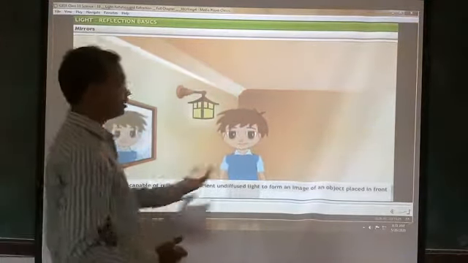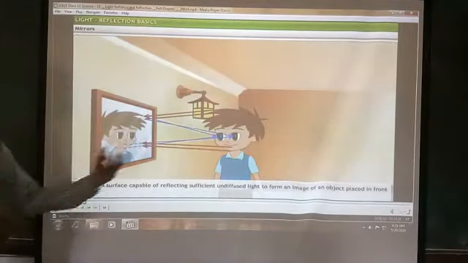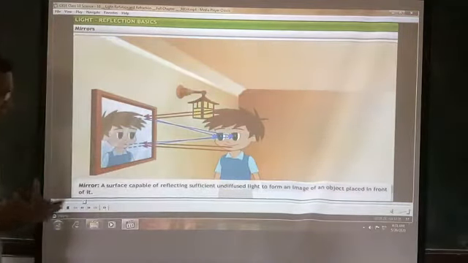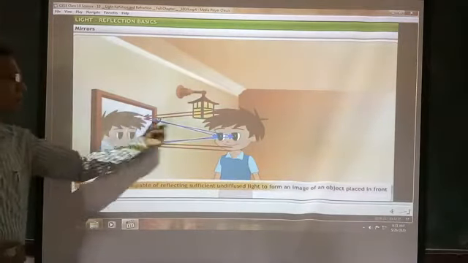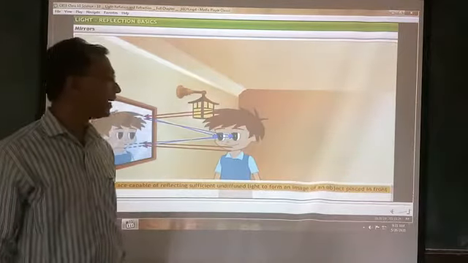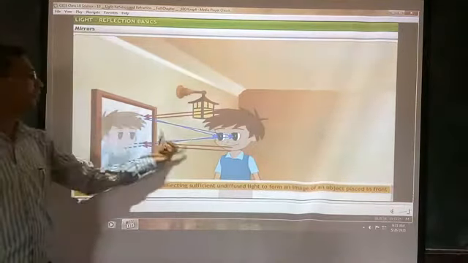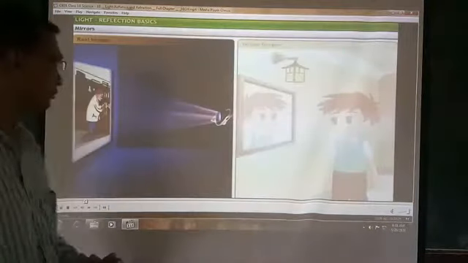Now we discuss the mirror. There is a plane mirror. A boy comes towards the mirror and observes his own image by the reflection of light. A surface capable of reflecting sufficient light to form an image of an object placed in front of it is known as a mirror. These are the characteristics of the mirror.